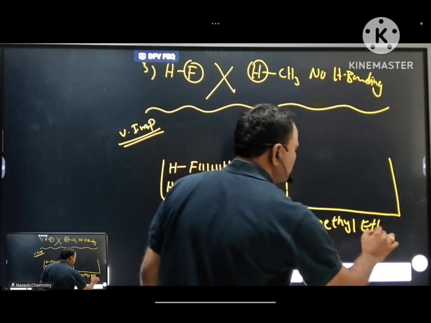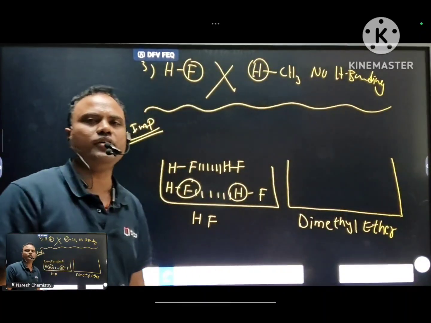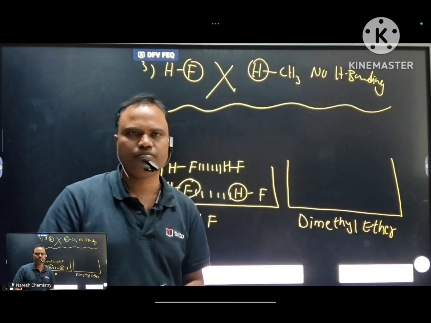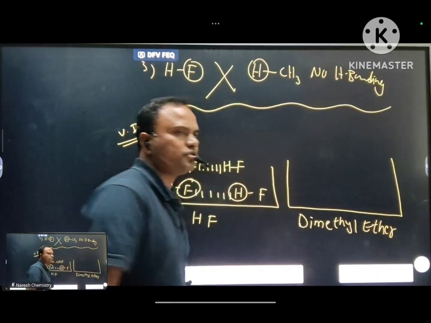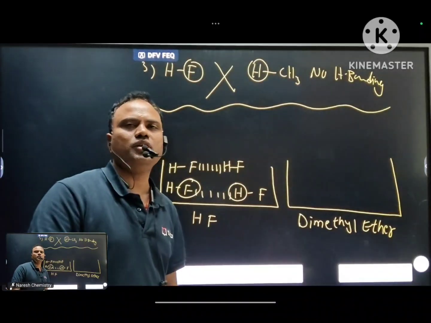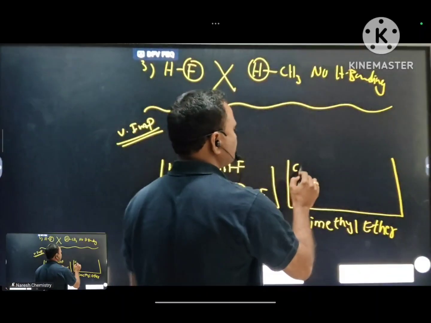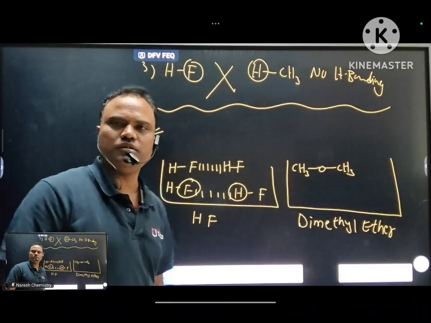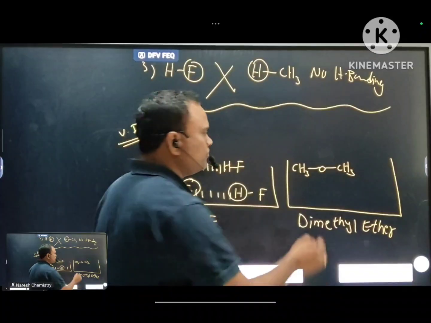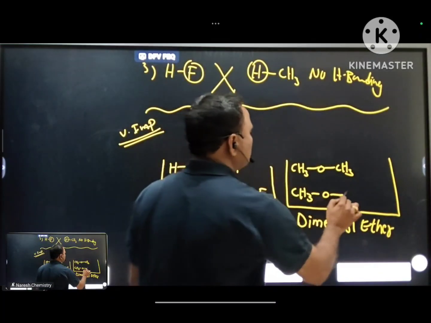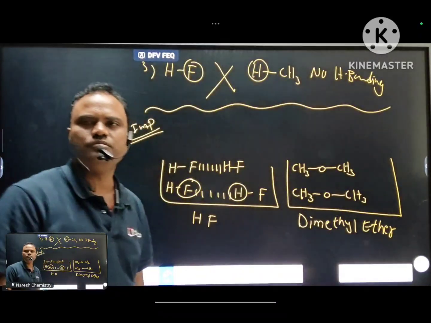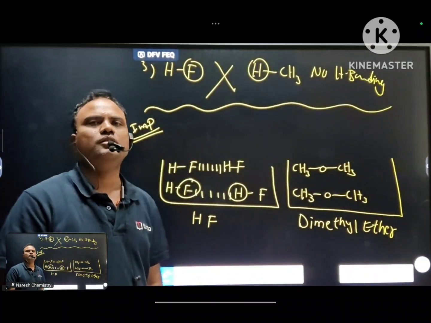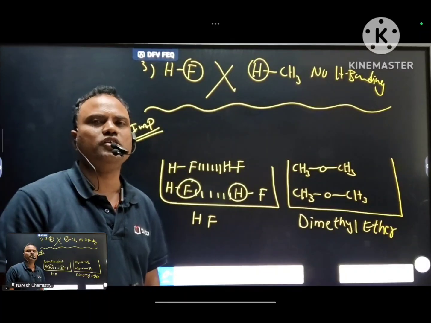Now, dimethyl ether, organic. In another beaker, I am giving you dimethyl ether. In dimethyl ether, hydrogen bonding is present or not? Look at this. Dimethyl ether structure. Nomenclature is already over for you. CH3OCH3, dimethyl ether. This is one dimethyl ether molecule. This is another dimethyl ether molecule. You tell me, in dimethyl ether, hydrogen bonding is present or not?